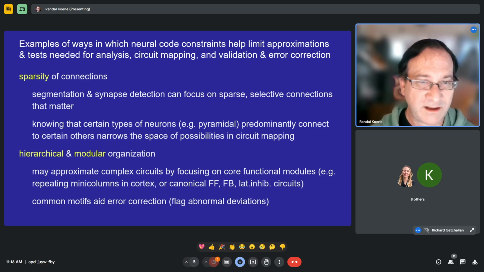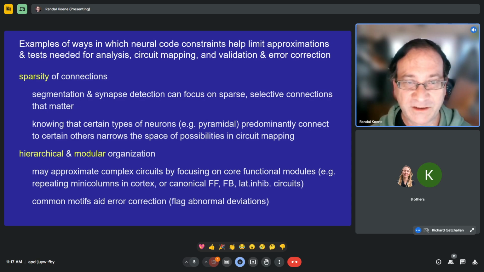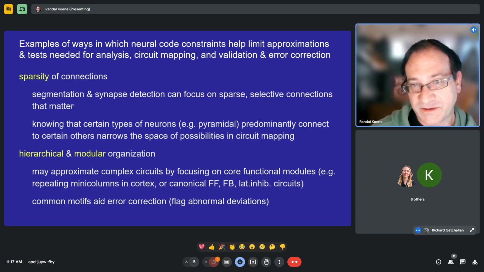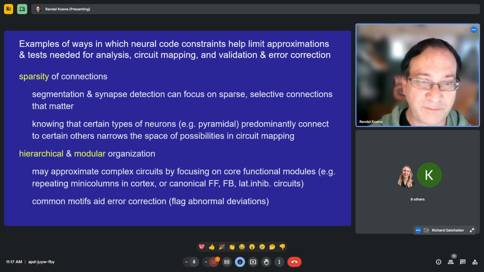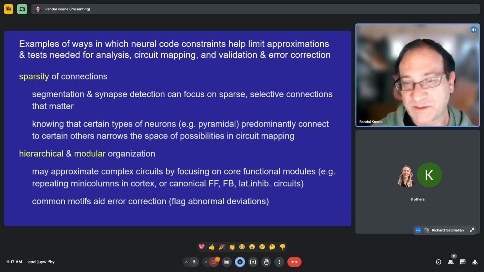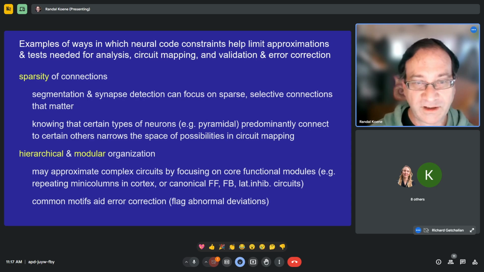When mapping circuits, knowing that certain types of neurons, for instance, excitatory pyramidal cells, predominantly connect to certain others, like, say, inhibitory interneurons, narrows down the space of possible connectivity patterns, making that task more tractable. Neural circuits often follow a hierarchical or modular organization, and you can then approximate complex circuits by focusing on core functional modules. For instance, cortical circuits are often composed of repeating microcolumns, or canonical circuits such as the feed-forward, feedback, and lateral inhibition circuits in the visual cortex.